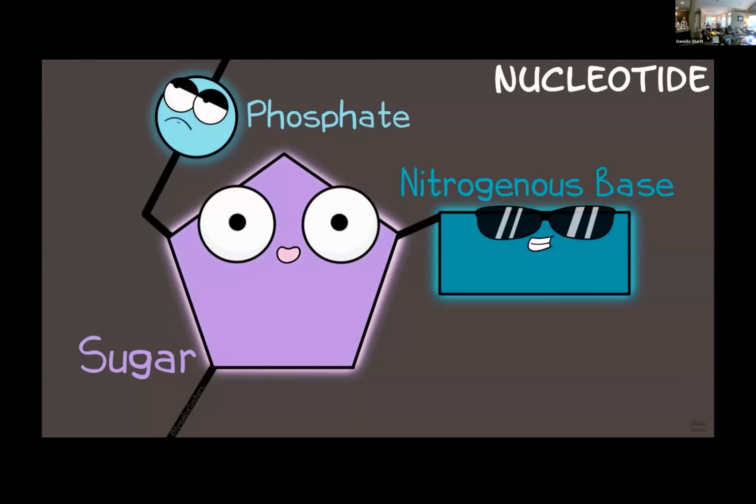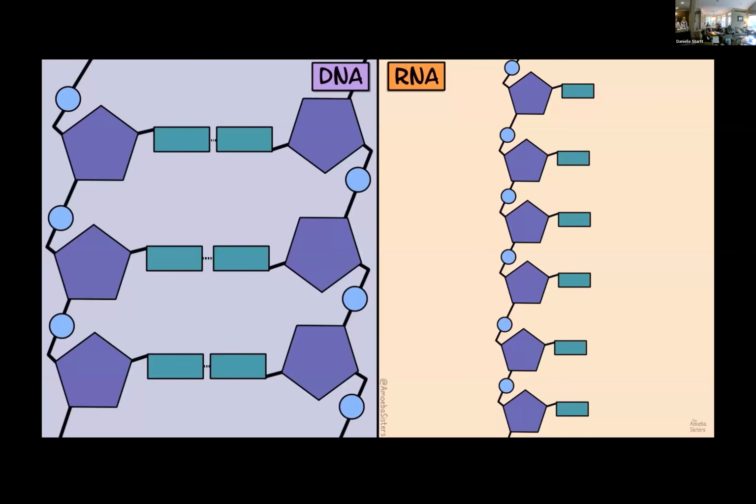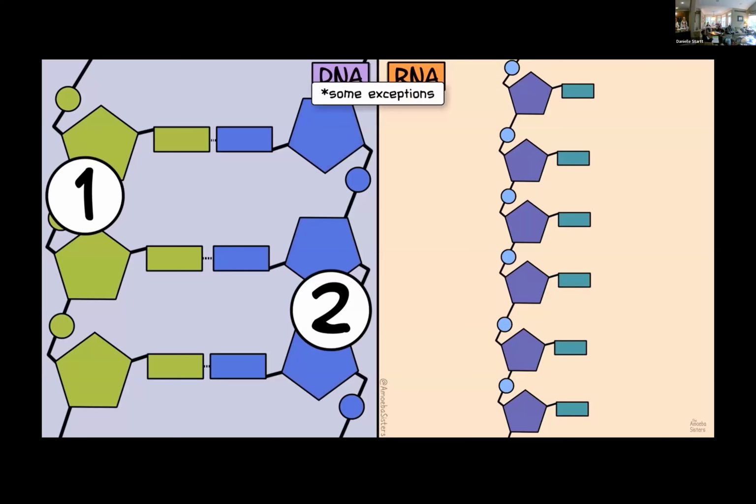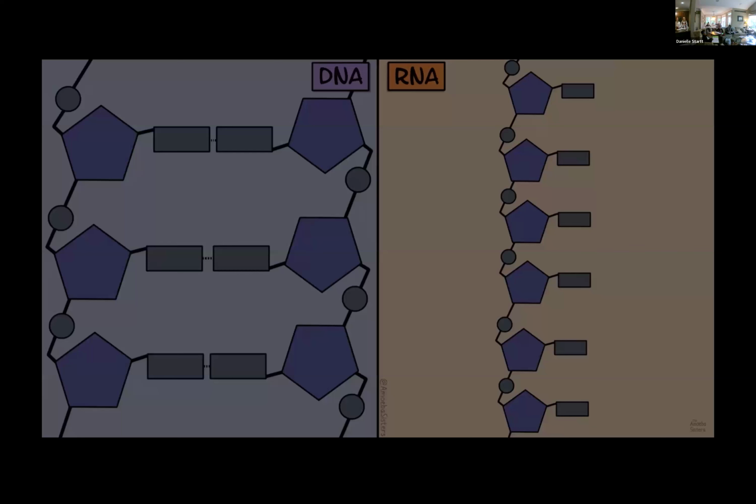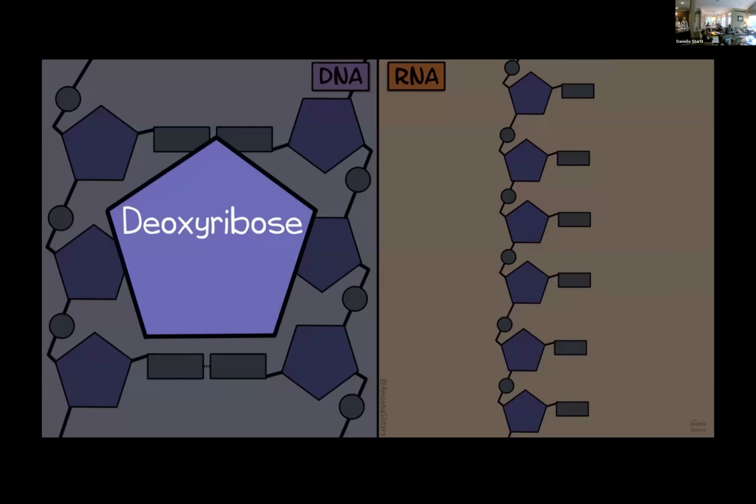Let's draw 6 nucleotides of DNA and 6 nucleotides of RNA. DNA is generally double-stranded, and if focusing on these two strands of nucleotides here, you can see they run anti-parallel to each other. RNA is generally single-stranded, so you are just seeing one strand here. The sugar in DNA is deoxyribose, and the sugar in RNA is ribose.